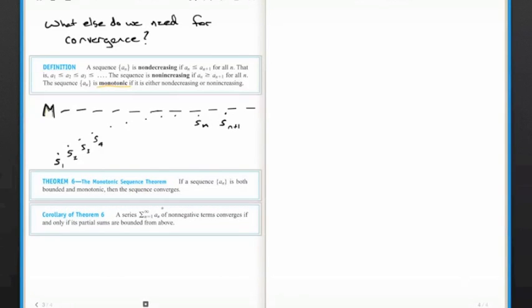Corollary to Theorem 6, it says that the sum from 1 to infinity of a sub n of non-negative terms converges if and only if its partial sums are bounded from above. So it's kind of saying the same thing, but a little different language. A series converges if and only if its partial sums are bounded from above. So that's kind of what I was trying to tell you with this thing here. It converges. So this has to happen. If they're non-negative, they've got to be bounded from above to converge.